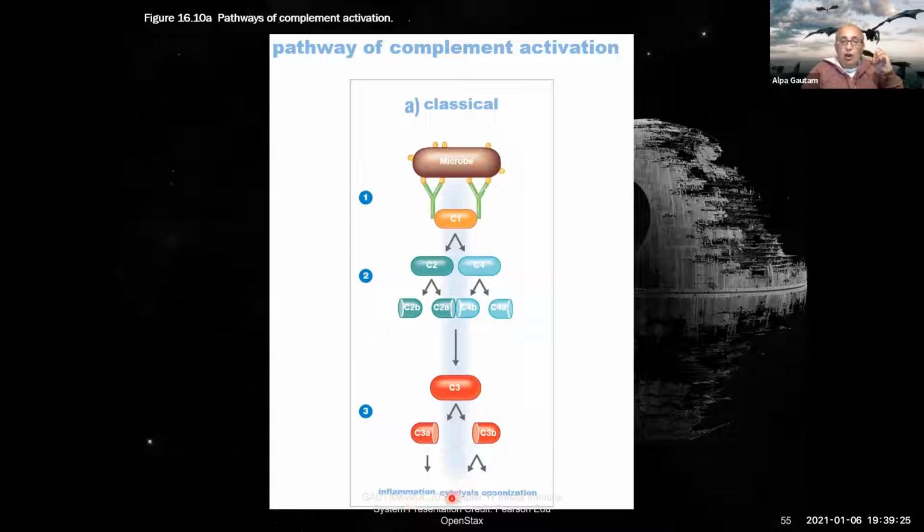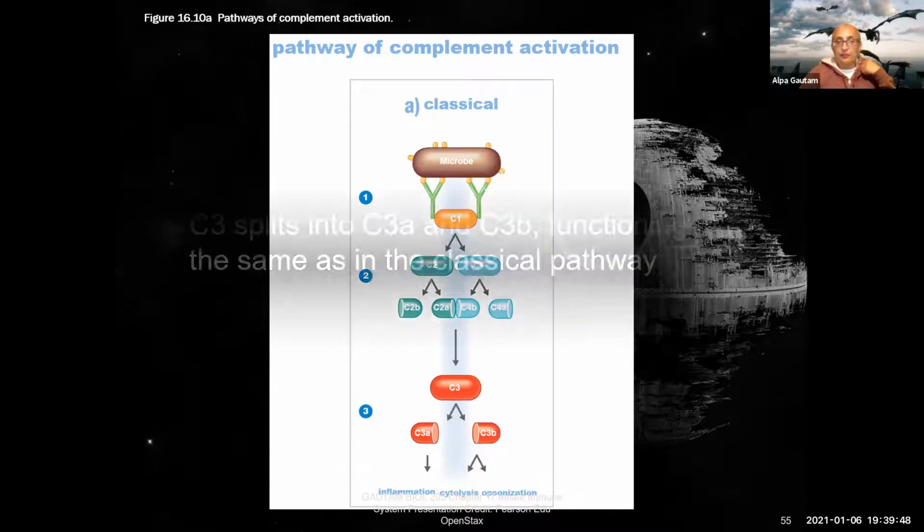The C3b also causes the microbe to lyse. It does that by binding to the cell wall or the outer portion of the microbe, and it kind of forms a hole. That hole is formed, and then of course if there's a hole, water is going to rush in and it causes the lysis of that cell.